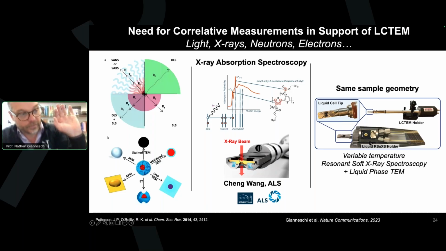We shipped samples out and did experiments at Berkeley on the beamline, where we did these soft X-ray spectroscopy measurements at different temperatures in exactly the same sample geometry as we could do in the liquid cell holder, not at the lab at Berkeley, but at Northwestern. So it's not exactly a correlative experiment. You'd love to take the holder and stick it in the microscope and go back and forth.